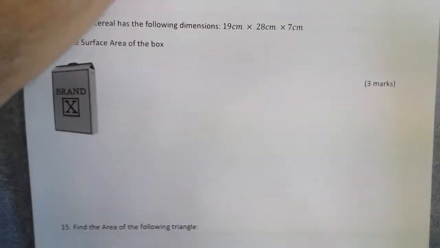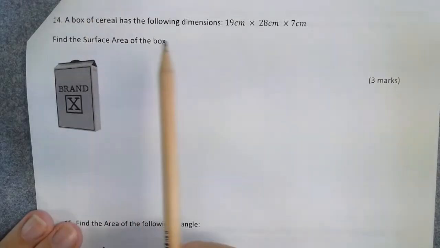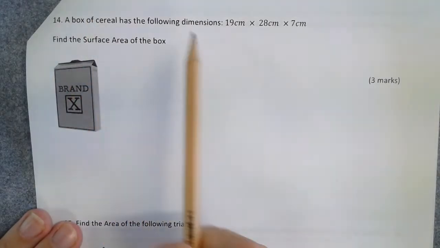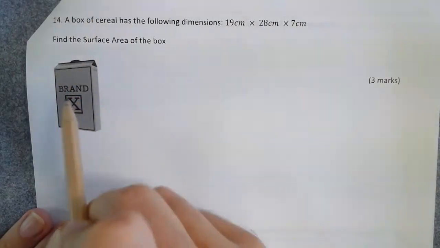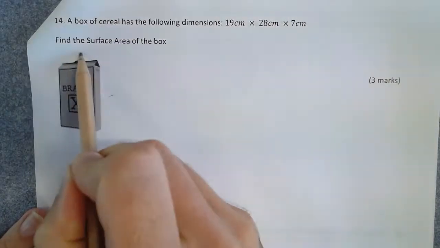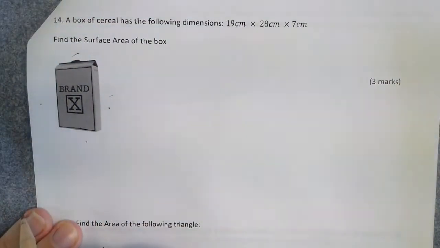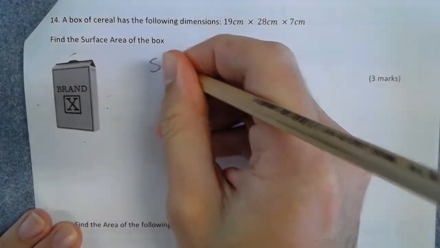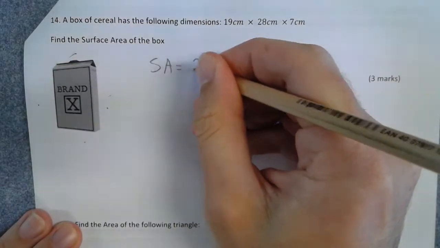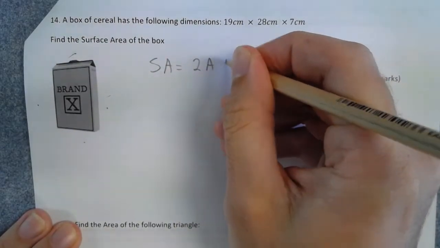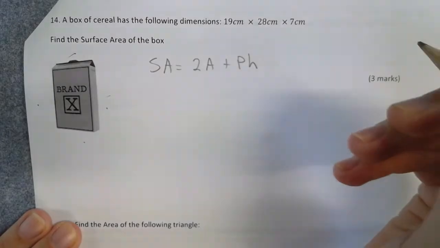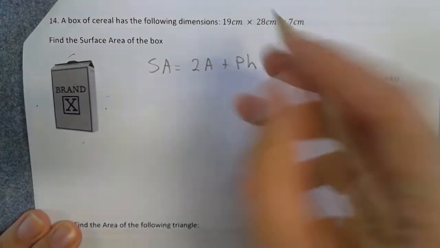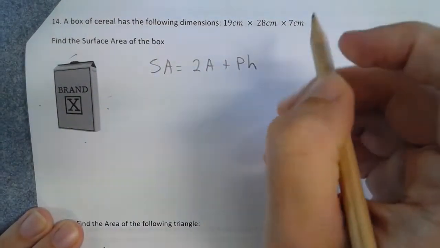Question 14. A box has the following dimensions. Find the surface area of the box. So you could find the area of all 6 sides, all 6 rectangles, and add them up. You could know that the surface area would be twice the area of the base plus the perimeter times the height as well. So there's a few ways of doing this one. I'm going to use the formula just as it's slightly quicker.